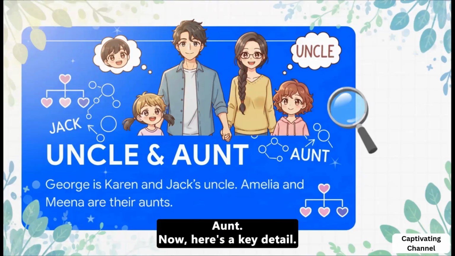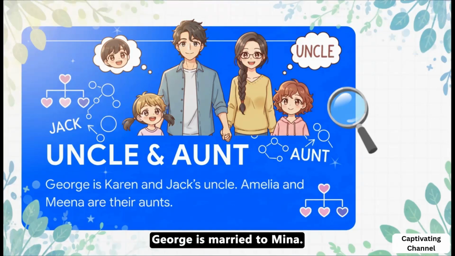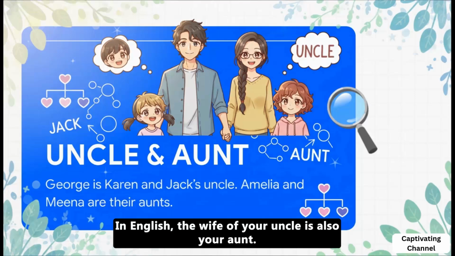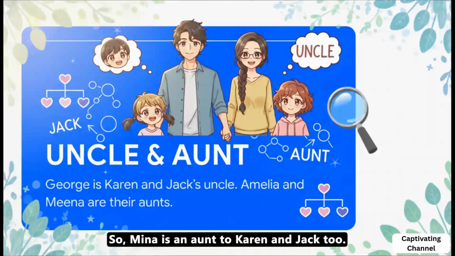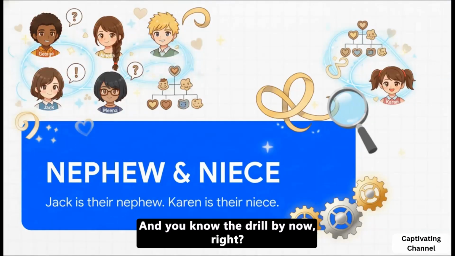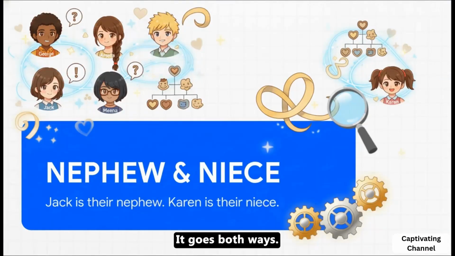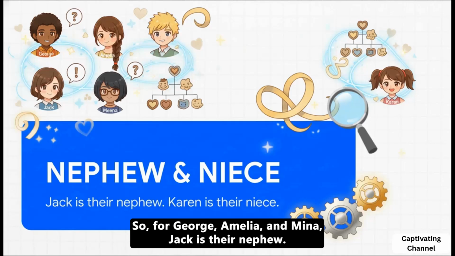Now, here's a key detail. George is married to Mina. In English, the wife of your uncle is also your aunt. So Mina is an aunt to Karen and Jack too. And you know the drill by now, right? It goes both ways. So for George, Amelia, and Mina, Jack is their nephew.